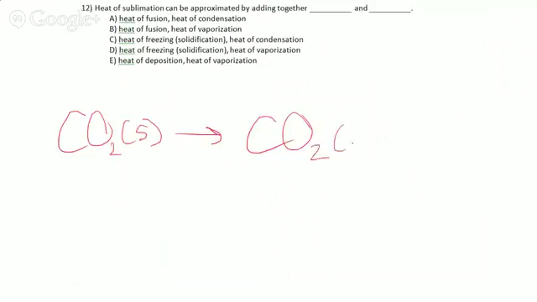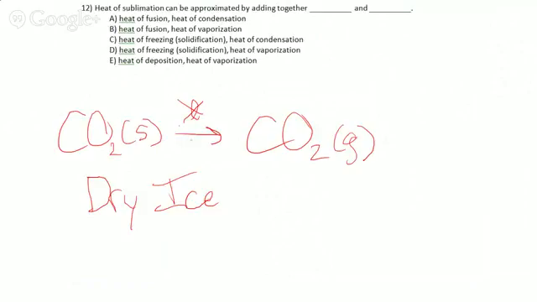12. The heat of sublimation can be approximated by adding together blank and blank. You've got to remember that sublimation is when you have a solid that goes straight into the gas phase. That is sublimation. This is why they call it dry ice. It doesn't get wet. It doesn't go into the liquid phase. That never happens, so it stays dry. It doesn't melt. It goes straight into the gas.